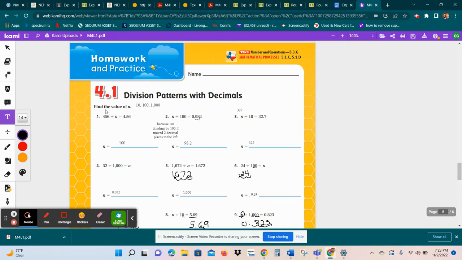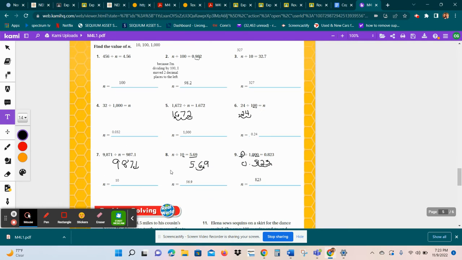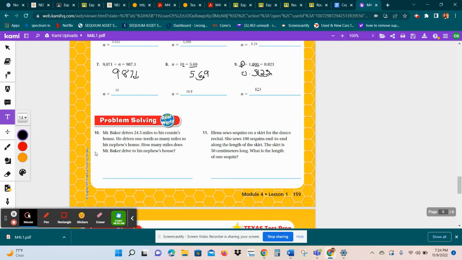Remember that when we find the value of n, whenever we're dividing by decimals, we're thinking of it this way: for every tenth, it's dividing it by 10. For every hundredths, we're dividing that by 100. For every thousandths, we divide it by 1,000. And so you should have had all of these down already. So let's go to number 10.